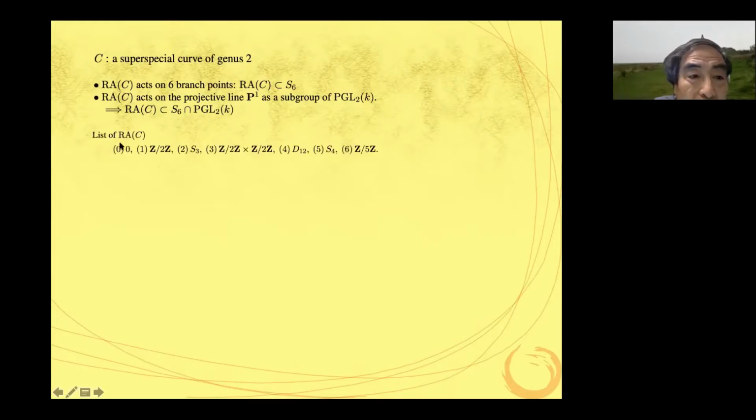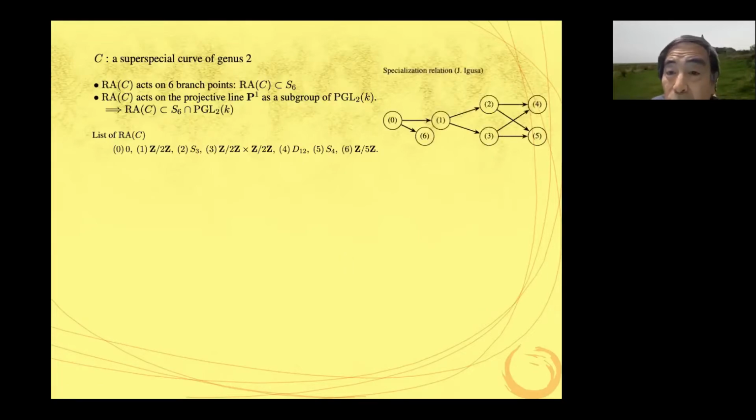So using this, we can make a list of finite subgroups, and so a list of reduced automorphism groups. This is like this, and this was already proved by Igusa long ago. Also, the specialization relation is known by Igusa. So this is case zero, no reduced automorphism group. And by specialization, we get bigger reduced automorphism groups like this.